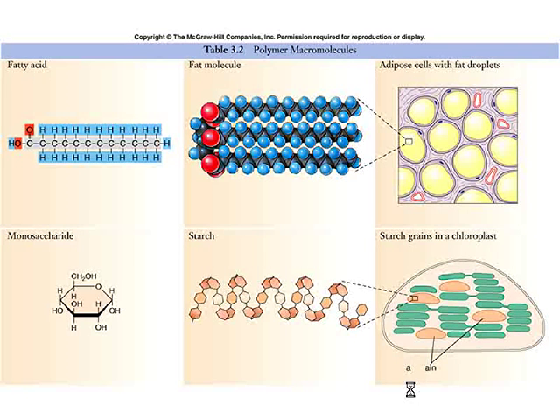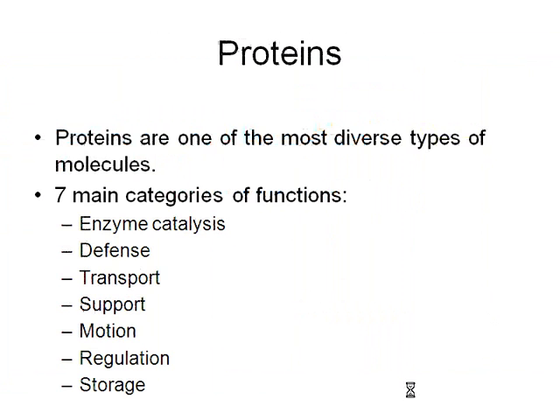And then adipose tissue is your organelle. Monosaccharide is the base for a carbohydrate, the monomer. A starch is the polymer, and the organelle could be a starch grain in a chloroplast. So that's the breakdown of the 4 macromolecules, their monomer, their polymer, and their organelle. We will stop there, and we will pick up with proteins on Thursday.